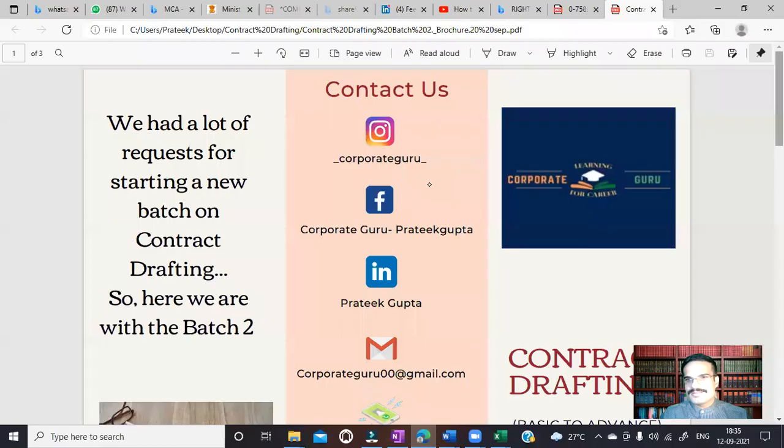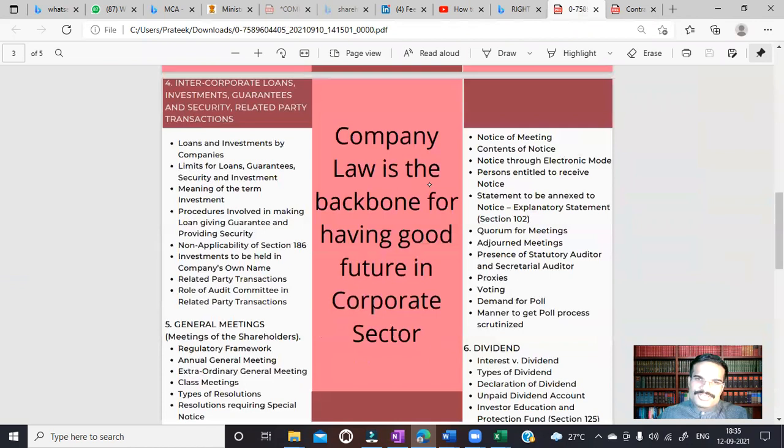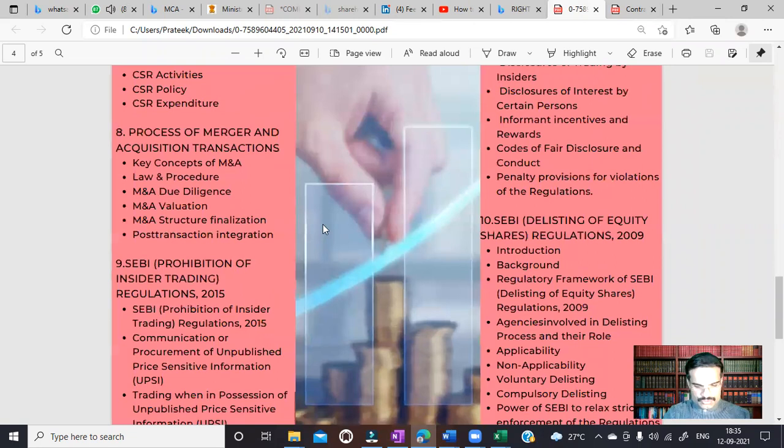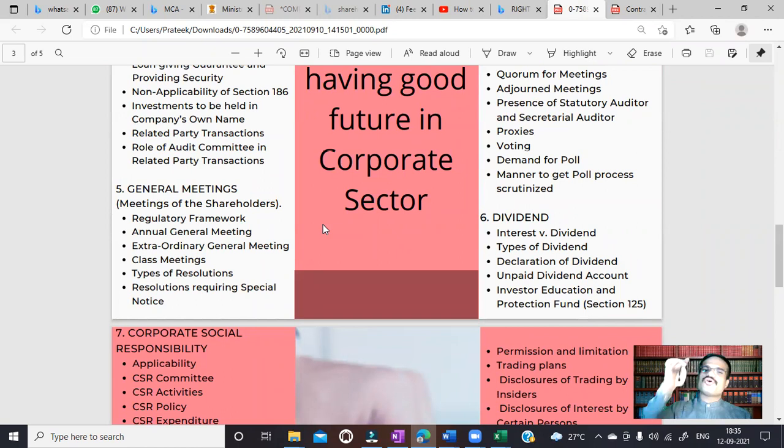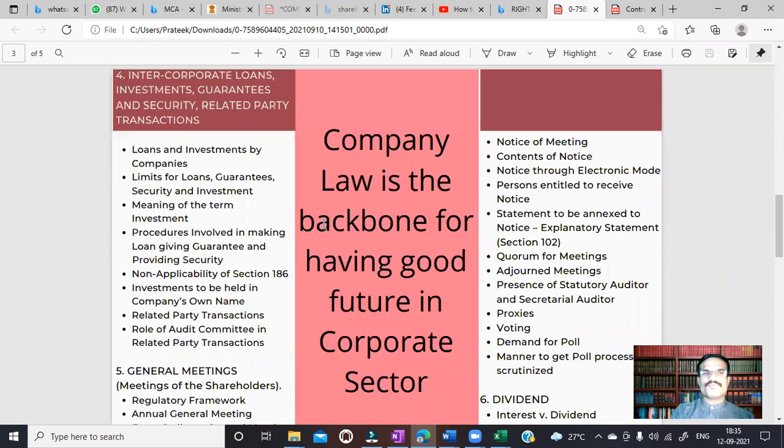But those who are new students, beta, this is most important for you. Just a second. Yes. Those who are the contract drafting first batch students, whosoever will score the top marks, I will provide this to every person who scores the top marks.